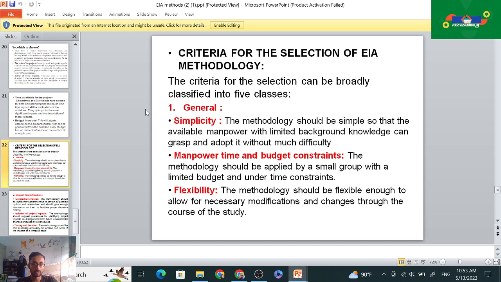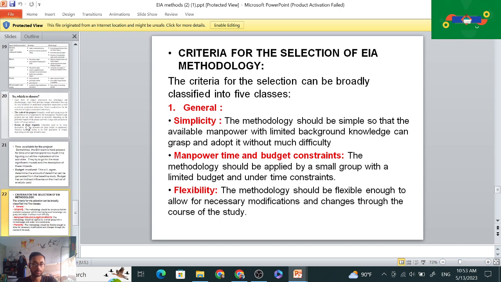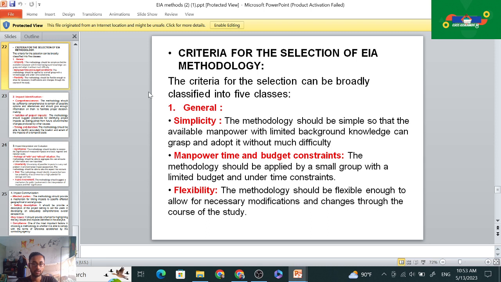Then criteria for the selection of the EIA methodology. The criteria for the selection can be broadly classified into 5 classes. One is general simplicity. The methodology should be simple so that the available manpower with limited background knowledge can grasp and adopt it without much difficulty.